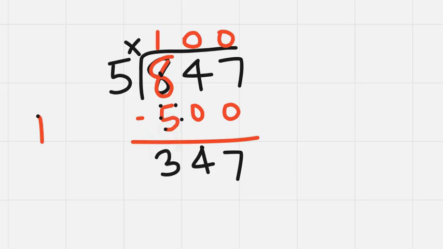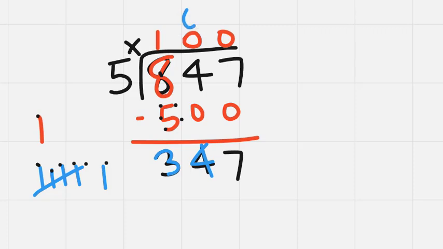Then we'll divide again. We'll look at the 3, which is less than 5. So that means we should look at the number next to it, which is 4. We're going to count by 5 to get as close as we can to 34 without going over. Let's count. 5, 10, 15, 20, 25, 30, 35. 35 is too high, so we'll stop at 30. That's 1, 2, 3, 4, 5, 6.